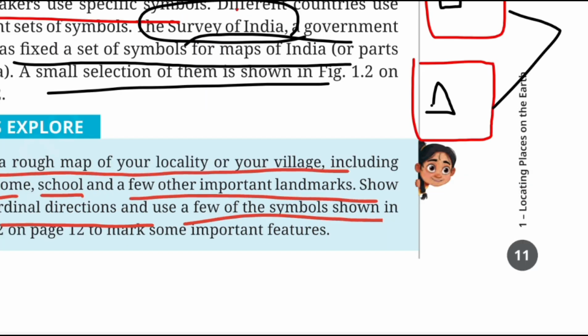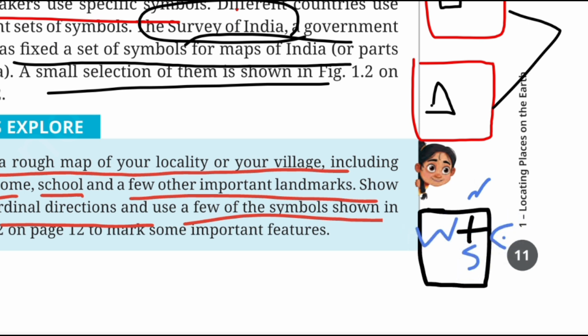How do you draw? First we want to take a paper. Okay, this is a paper. Then just mark the direction here. Here we can mark the direction: north, south, east, west. So you want to mark that direction. Then you want to draw everything within that locality. You just try to draw.